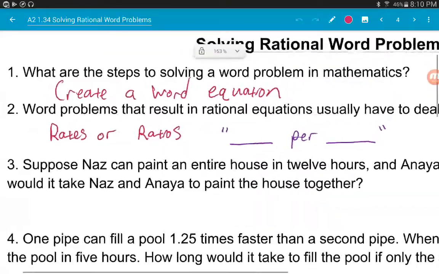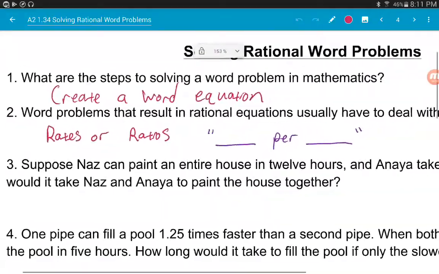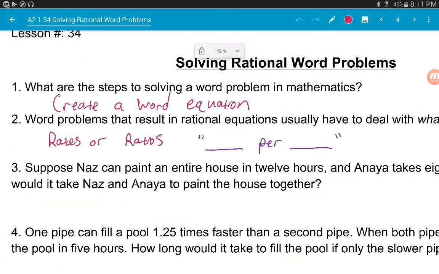Okay. So, in order to solve a word problem in mathematics, the first thing that I like to do is create what I call a word equation. So I want to create a sentence basically that involves the forces or the motions or whatever is involved in the question, and I want to do that in words before I change it into math so that I can be sure that I really understand the situation.